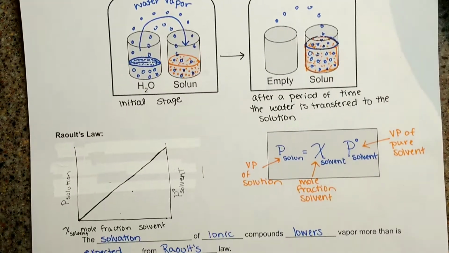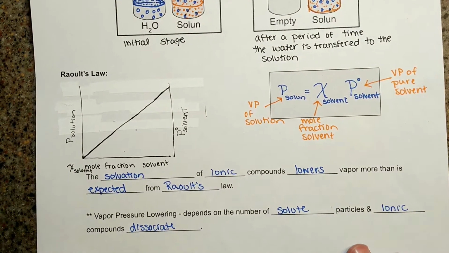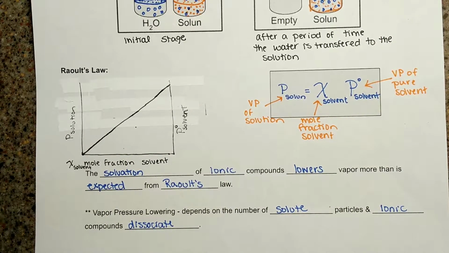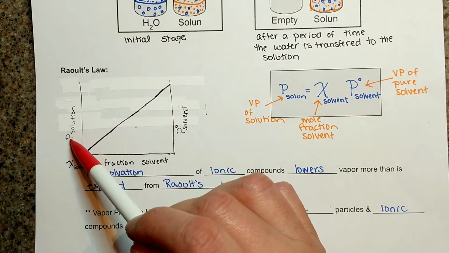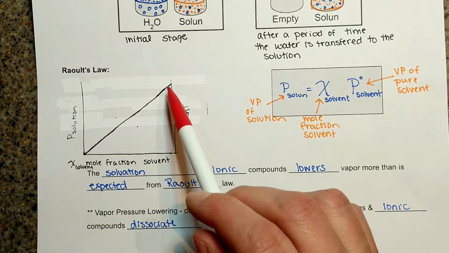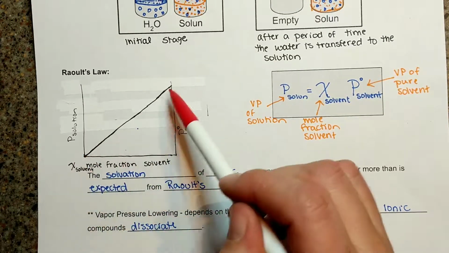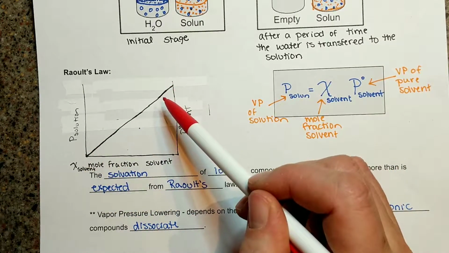So this leads us into Raoult's law, which says that the solvation, the process of ionic compounds becoming a solution, lowers vapor pressure more than is expected from Raoult's law. Vapor pressure lowering depends on the number of solute particles, and ionic compounds dissociate into those particles. So here I can see that the pressure of the solution is proportional to my mole fraction of the solvent and the pressure of that solvent. Over here I would have no solvent, and here I would have all solvent. And along this line would be the vapor pressure of our solution.